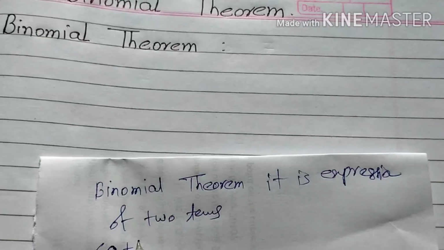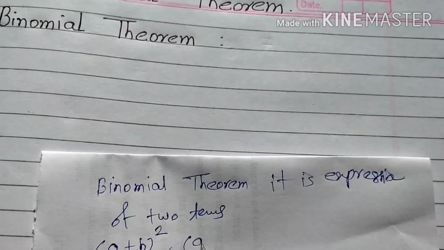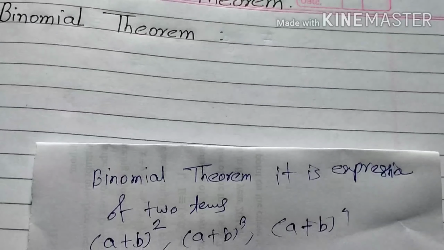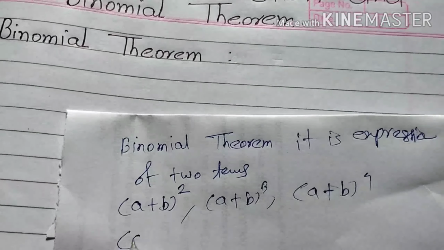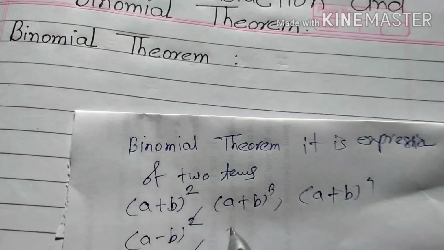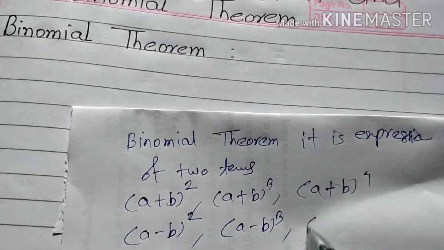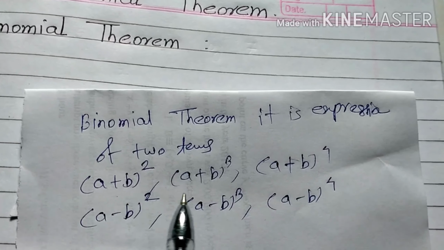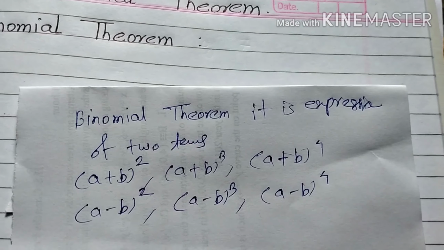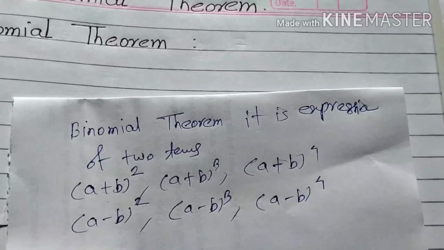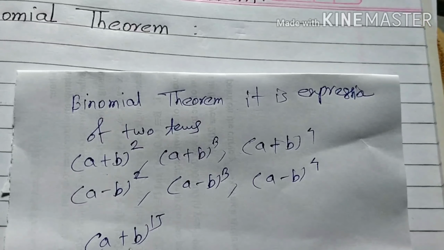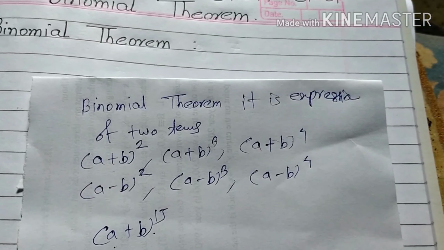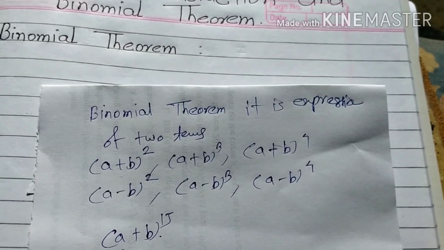Suppose a plus b, its power a plus b cube, a plus b raised to 4. It is also for negative number a minus b square, a minus b cube, a minus b raised to 4. So we know the expansion of all these terms, but for expansion of a plus b raised to 15, we don't know the expansion of this term. So to expand this term, we have binomial theorem.